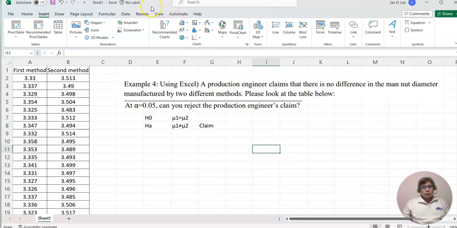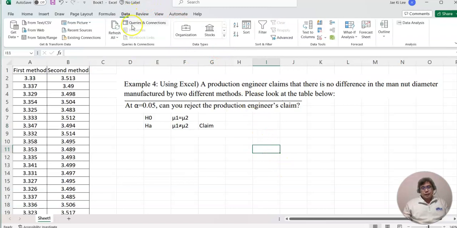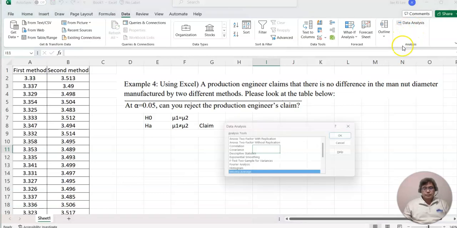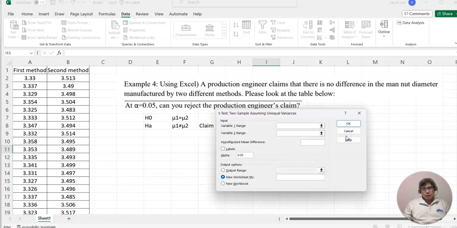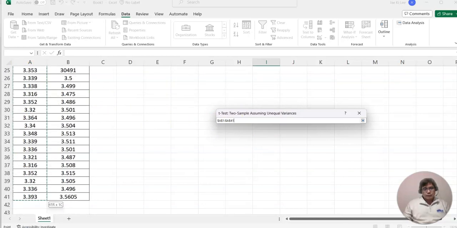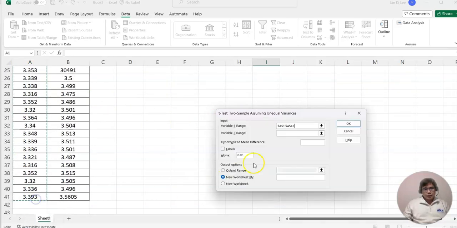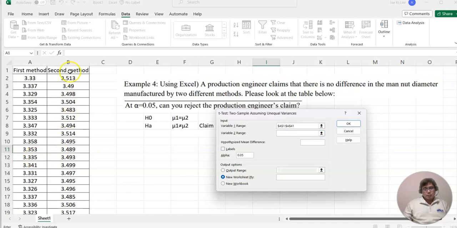Go to Data and then click Data Analysis, and now you are choosing t-test two-sample assuming unequal variances. That's really important: unequal variances. Now the variable 1 range will be the first method here, and then the variable 2 range becomes the second method.